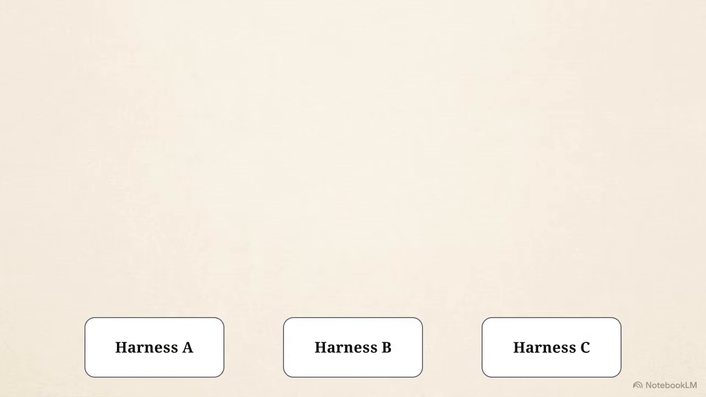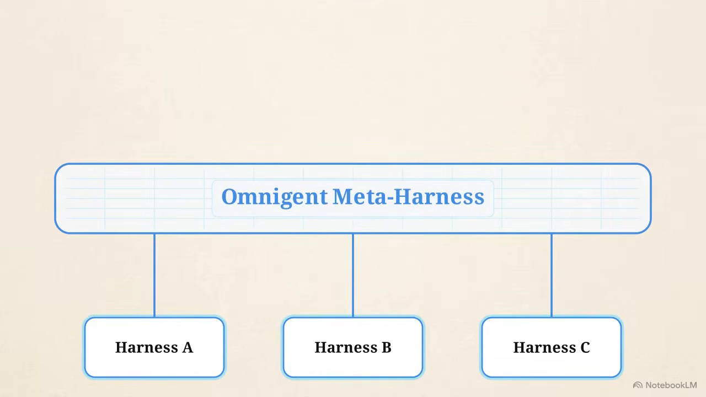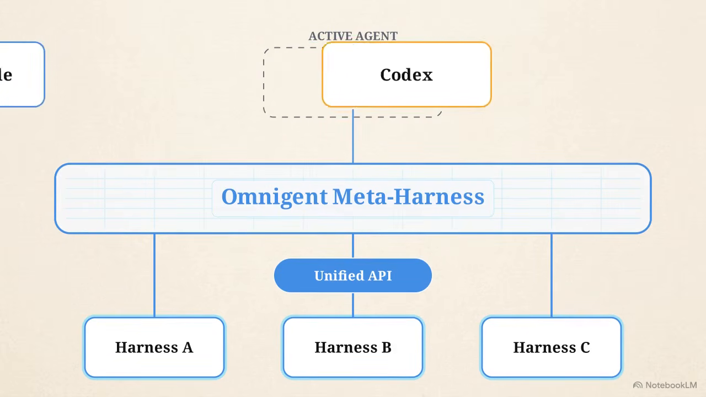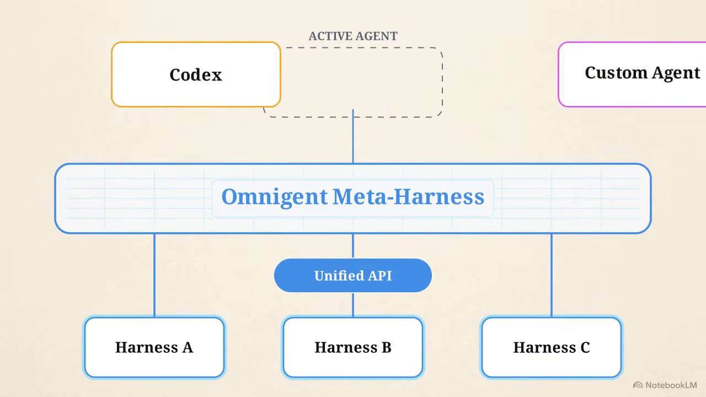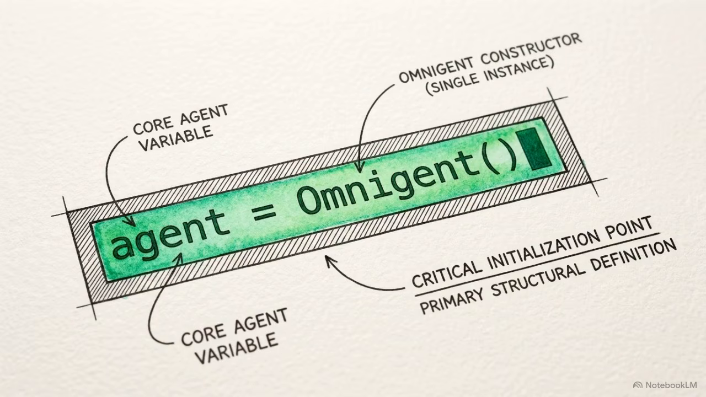Omnigent is a meta-harness. It provides an abstraction layer that sits physically above your existing agent tools to bridge the gaps between them. This architecture uses a unified API for composition, allowing developers to mix different harnesses and models in a single environment. With this layer in place, you can swap between Claude Code, Codex, or your own custom agents with a one-line code change.